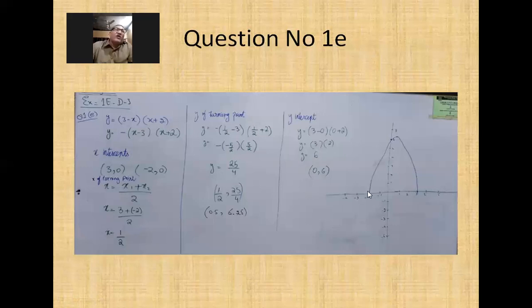So then I will plot these points. I will draw a grid. Then I will plot these 2 points, (3, 0) and (-2, 0). Then the turning point is (0.5, 6.25); 0.5 will be here, and 6.25 will be here. The y-intercept is (0, 6). I will plot this, and then I will join them with a smooth curve.